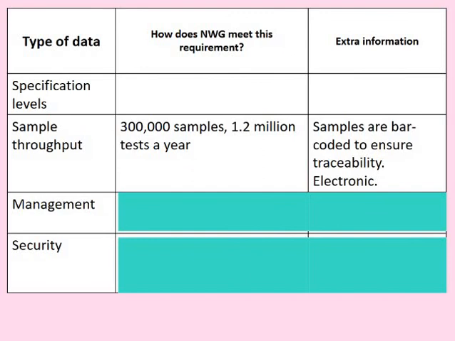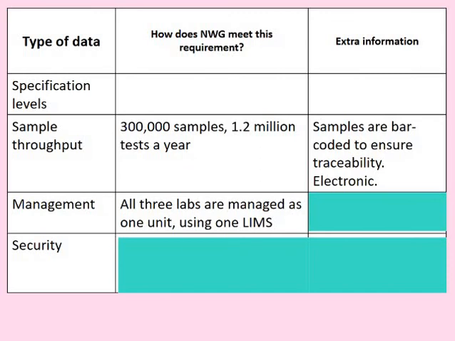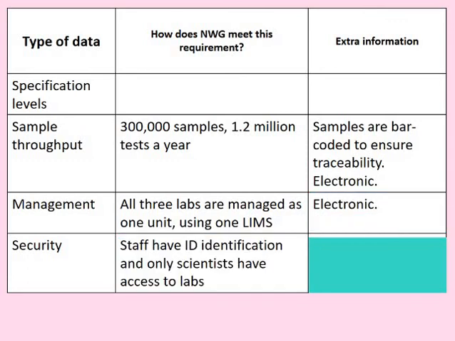Samples are barcoded to ensure traceability. So when a vial of water comes in, for example, it will get given a barcode so that whoever scans it knows where it's been and what needs to be done. The labs are managed as one unit using one LIMS, and that's all electronic. And for security, staff have ID identification and only scientists have access to the labs.